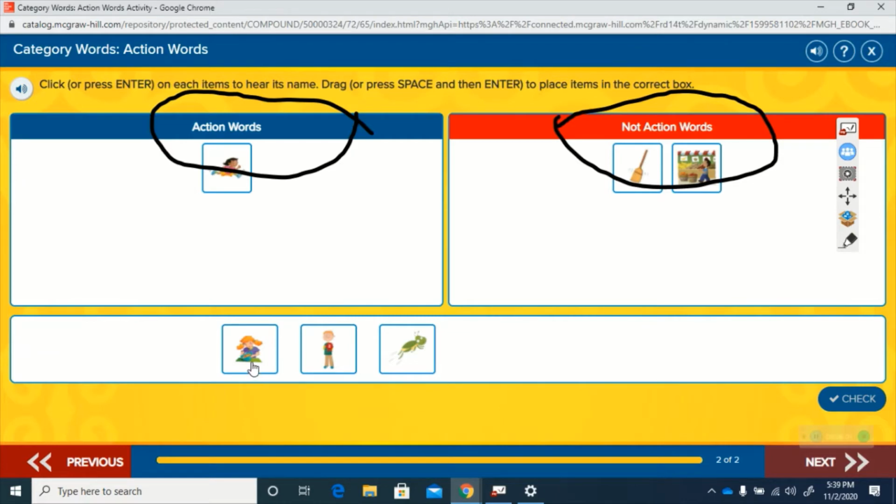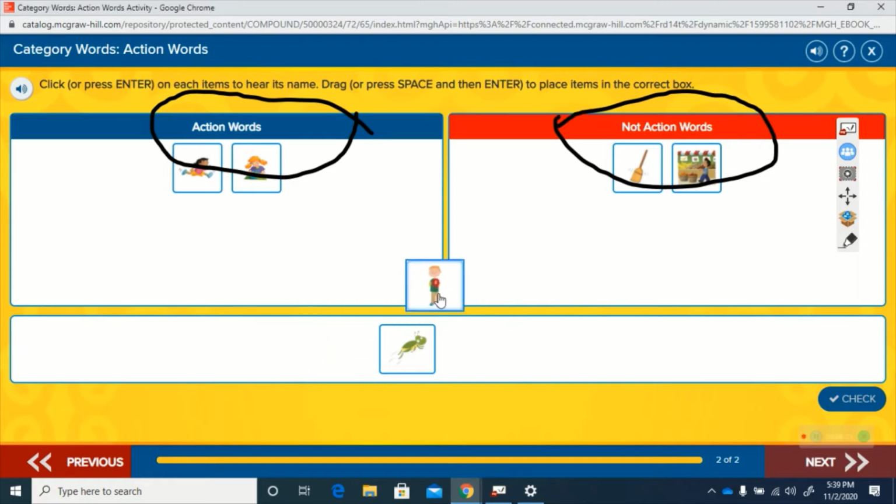Mix. Is mix an action word? Yes. I mix stuff every time I make cookies. Proud. Is proud an action word? Not really. Proud is a feeling we have, but it's not something we do. We don't go proud.